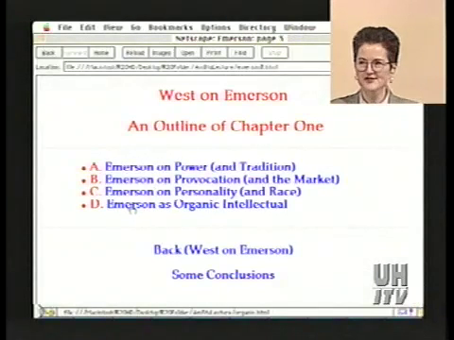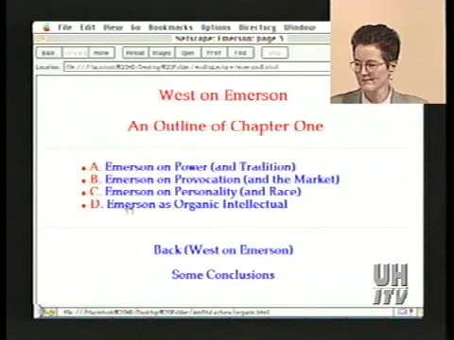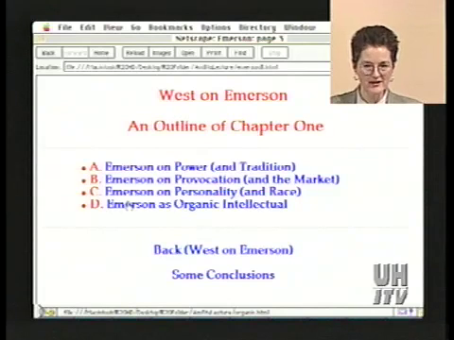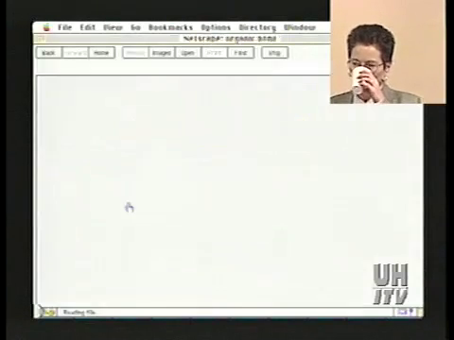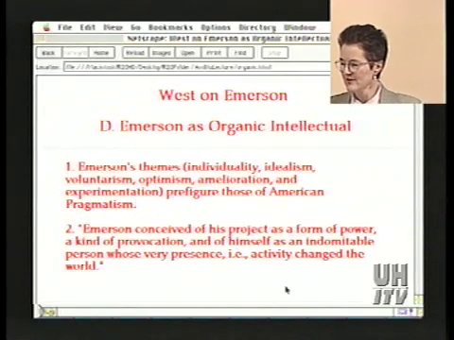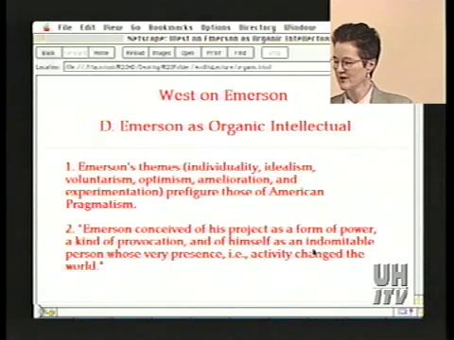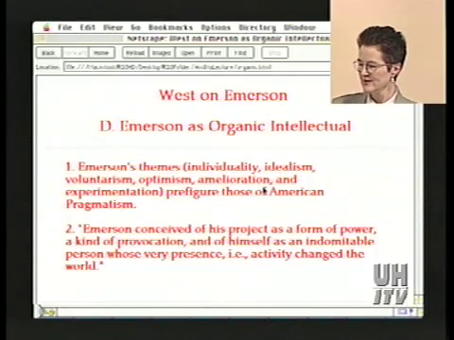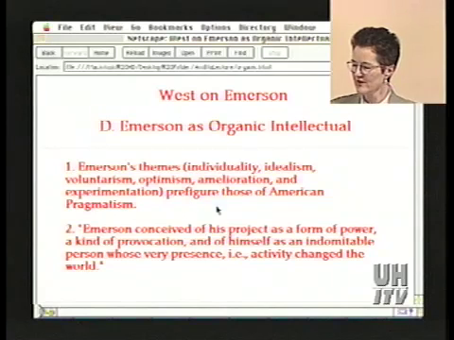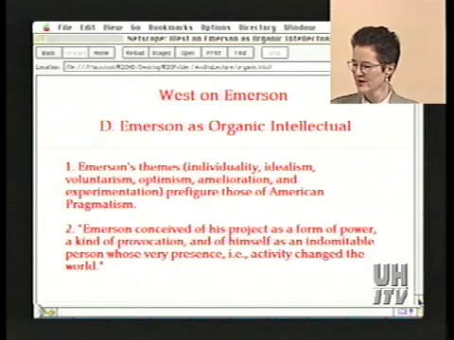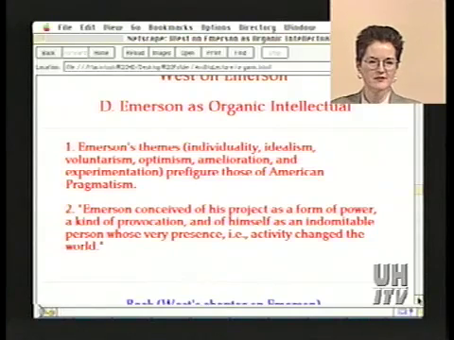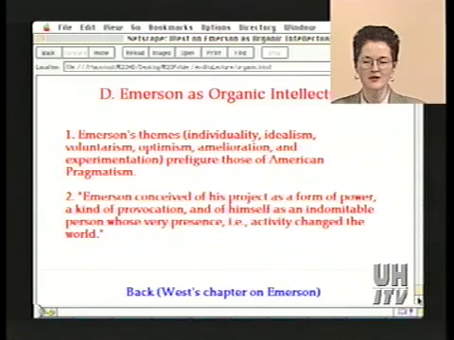The final section of West's chapter on Emerson concerns Emerson as an organic intellectual. This is a phrase I've mentioned before that West likes. It's good to be an organic intellectual, and he would like to think that he himself is an organic intellectual. What does it mean to say this? Well, one thing is that Emerson's themes, such as individuality, idealism, voluntarism, optimism, amelioration, and experimentation, prefigure those of American pragmatism. So these are all themes that reach out from the arid intellectual territory of the ivory tower and provide a kind of rationale that the whole culture can adopt. It's going to reach out and be the kind of grounding faith of many, many subsequent generations of philosophers, right up to figures like West himself and Richard Rorty nowadays.